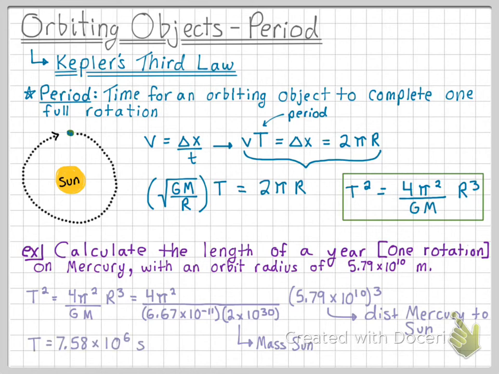All right, and when we solve, we see that this time or period is equal to 7.58 times 10 to the 6 seconds. And just for comparison, the period for Earth is 3.15 times 10 to the 7th seconds. So the period, or the year on Mercury, is shorter than the period or year on Earth.